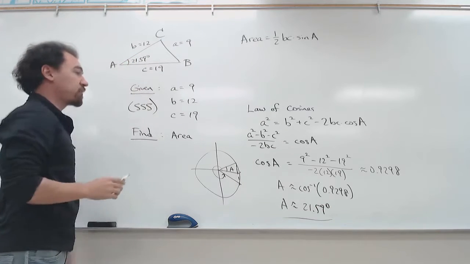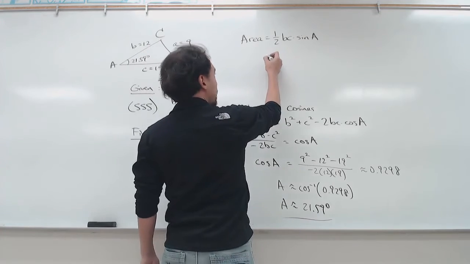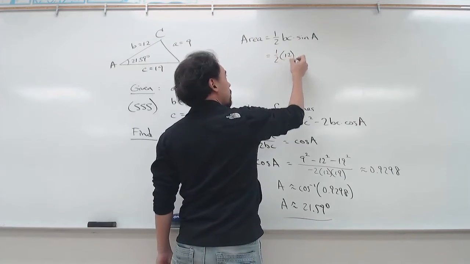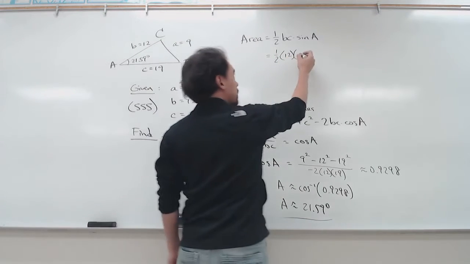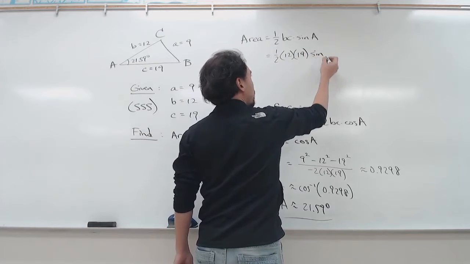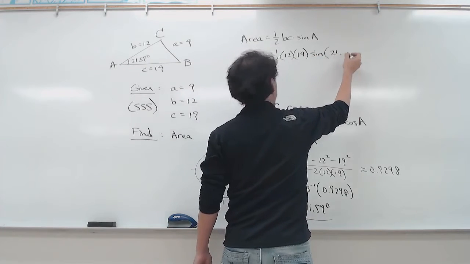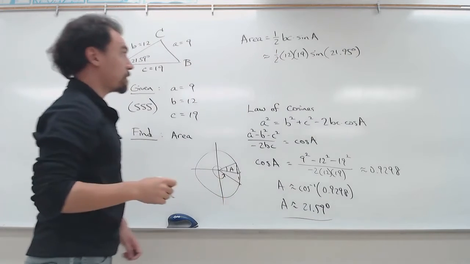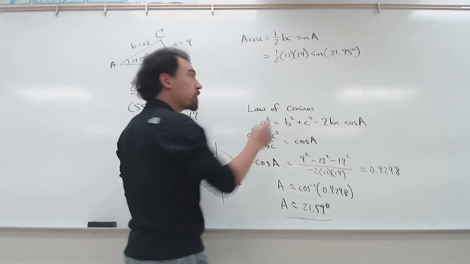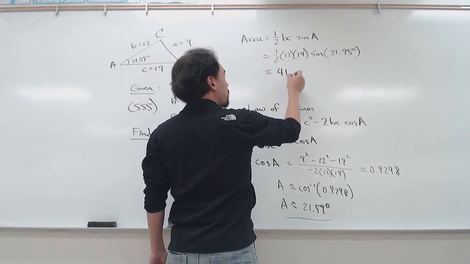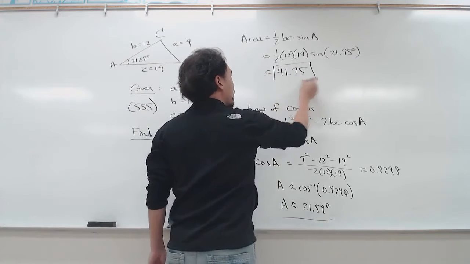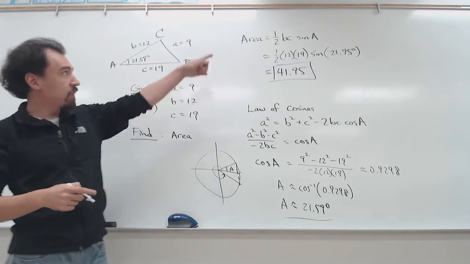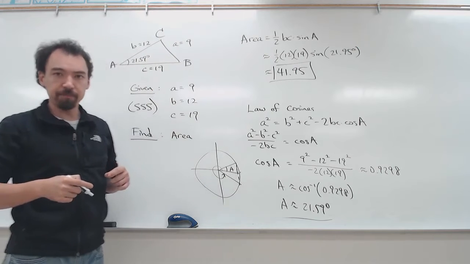And now we have side, angle, side. We can happily do that by saying the area is 1/2 times B, which is 12, and then C, which is 19, and then sine of that angle we just found, 21.59 degrees. And since we're rounded there, we'll say approximately equal there. And we can take that, punch into a calculator, and we get 41.95 as the area. All right, we did it. Side, side, side. Use the law of cosines, use the side, angle, side formula, got the area.